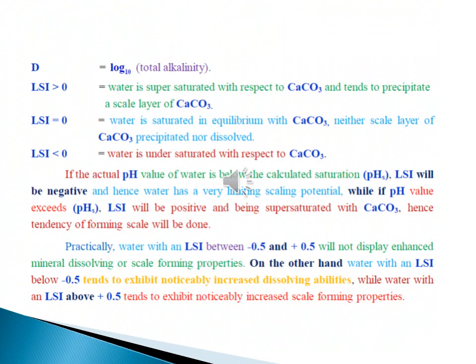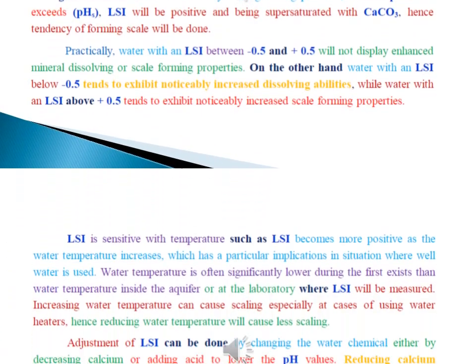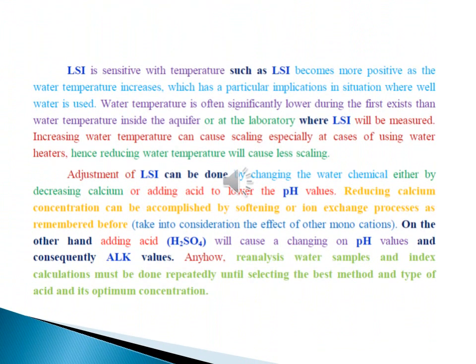Langelier saturation index parameter. Look, it is very important. The Langelier saturation index, LSI, is really sensitive to temperature. Anyhow, adjustment of LSI can be done by changing the water chemistry, either by decreasing calcium or adding acid to lower the pH values.